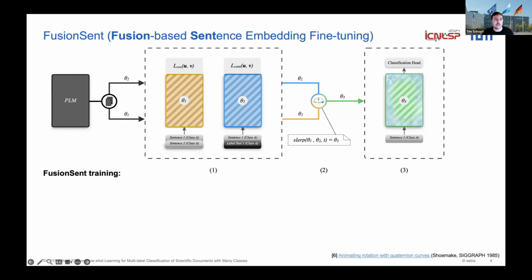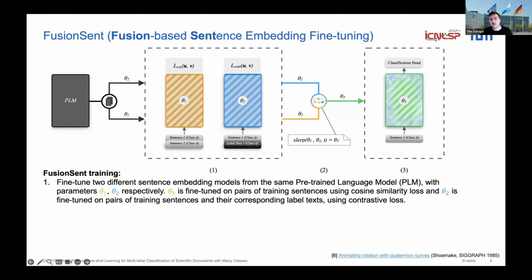Specifically, you can see the illustration of the training process of our approach here, which is divided into 3 steps. In the first step, we fine-tune 2 different sentence embedding models from the same pre-trained language model with the parameters θ1 and θ2 respectively. θ1 is fine-tuned on pairs of training sentences using a cosine similarity loss. Specifically, from the few-shot training examples, instances of the same class are selected as positive examples, and instances from different classes are selected as negative pairs.